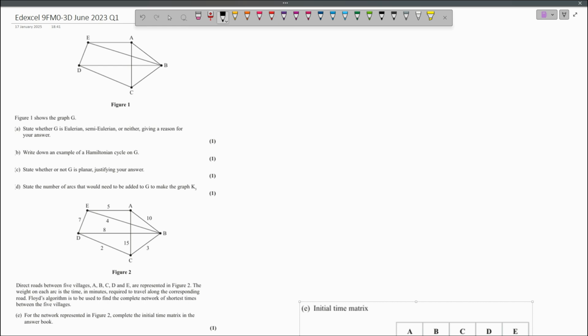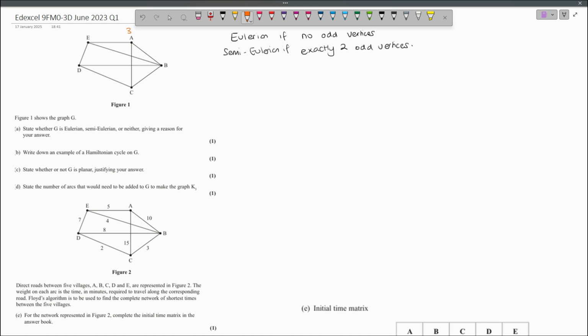So it's important to consider that a graph is Eulerian if it has no odd degree vertices, or no odd vertices. It's semi-Eulerian if there's exactly two odd vertices, and otherwise it's neither. So let's see how many odd vertices this graph has.